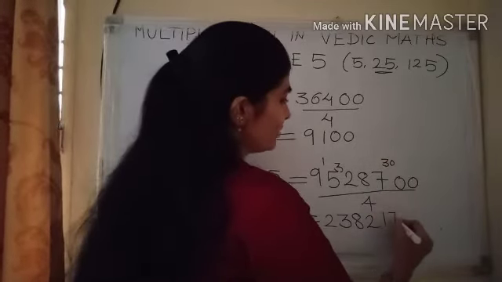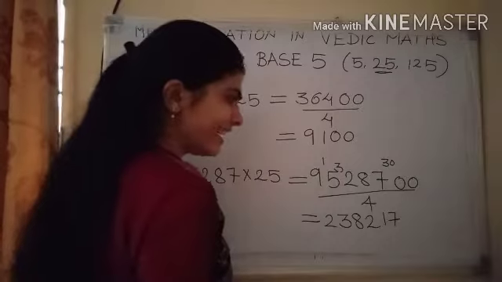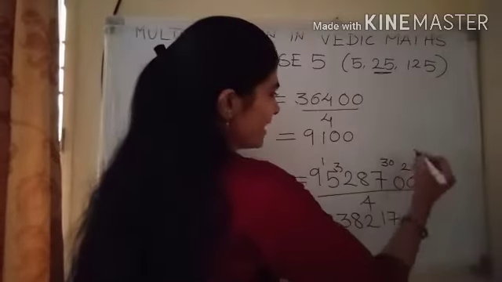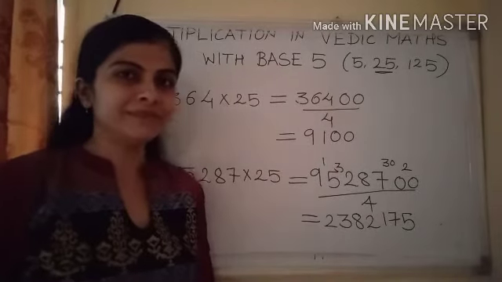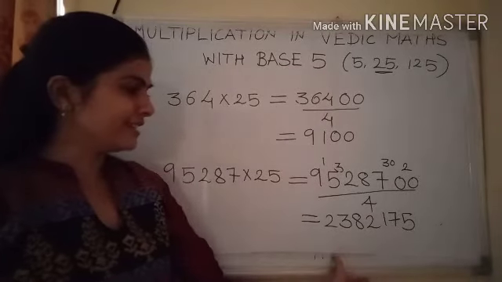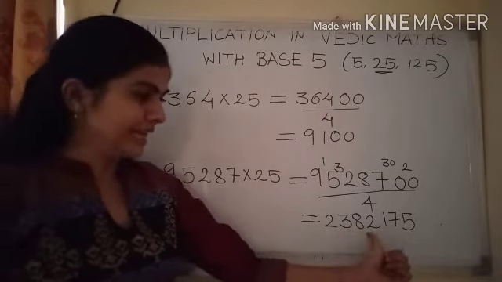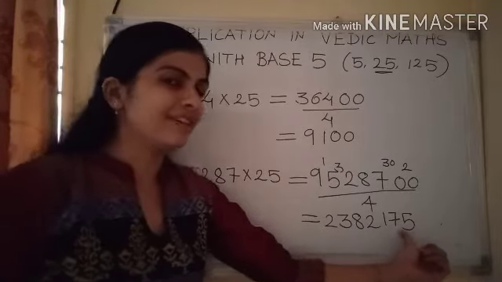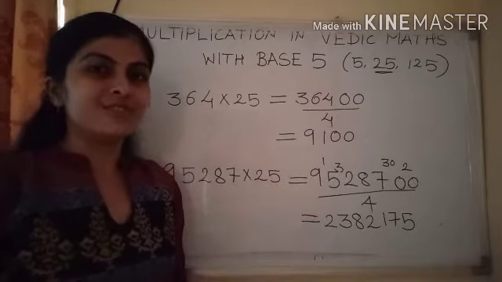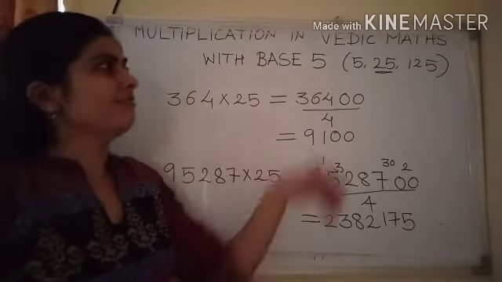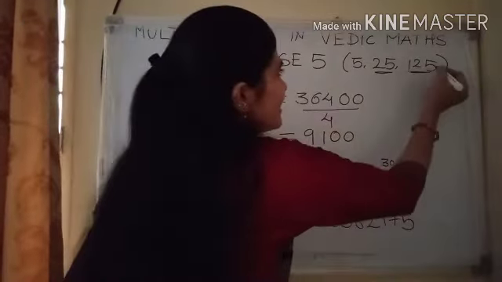0, 4 7s are 28, right? 2 is left, 2 and 0, 4 5s are 20. So final answer is 2382175. Hope this concept is clear with you. Now let's move to the next number.